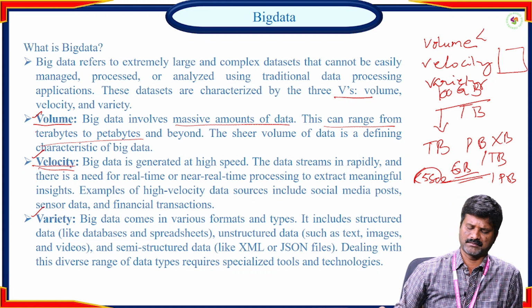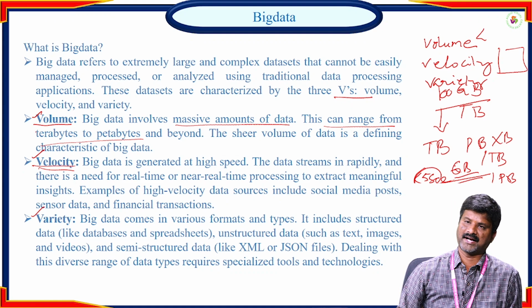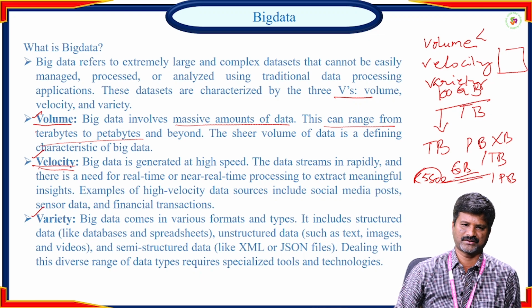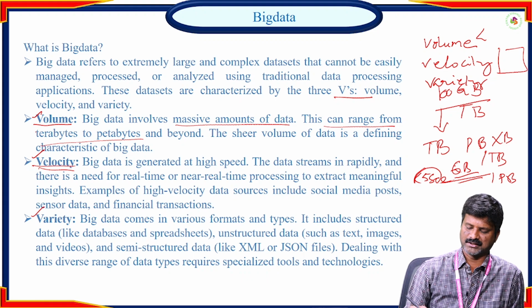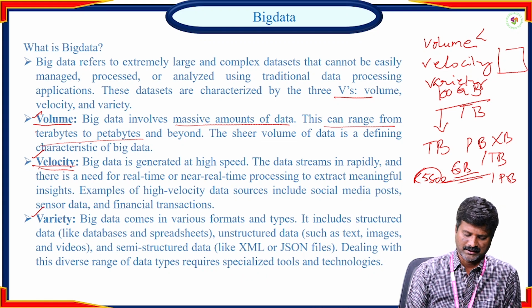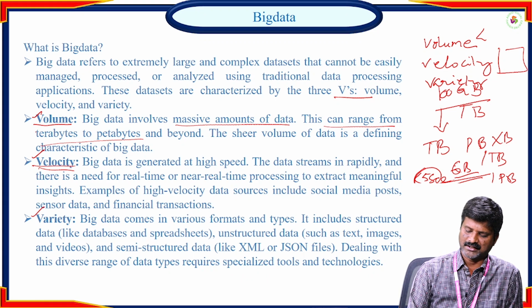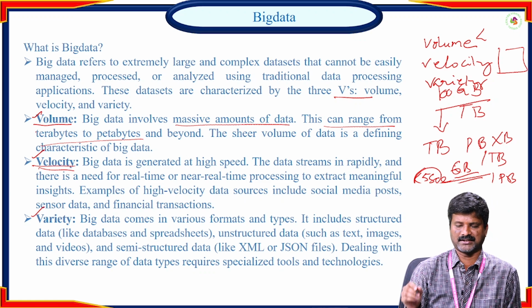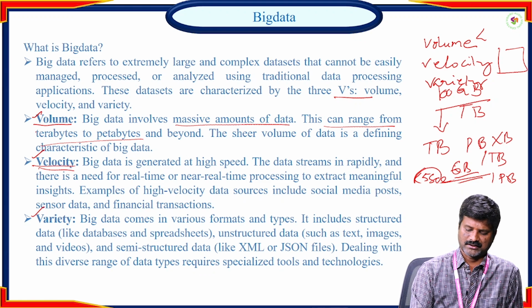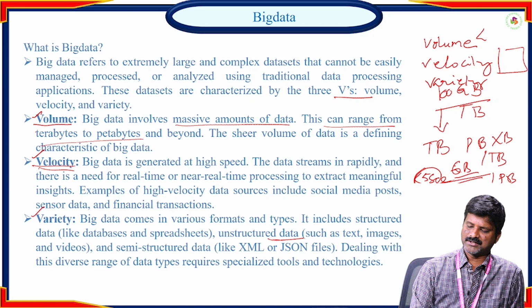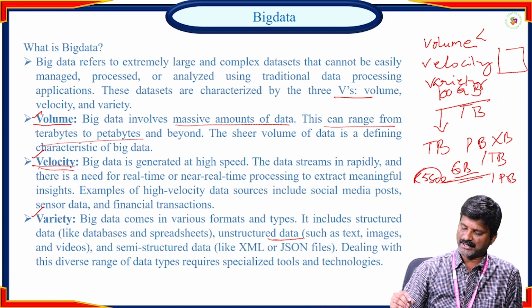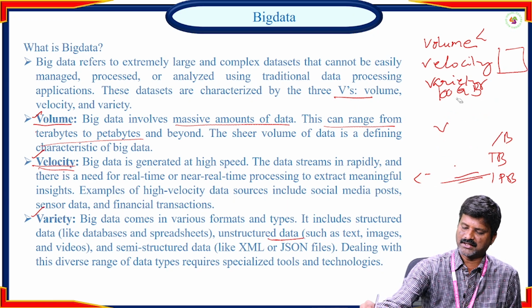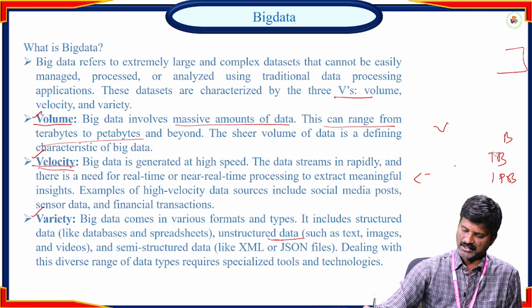And the third terminology is big data variety. Big data comes in various formats. The data types we already discussed: structured data, unstructured data, semi-structured data. Structured data means databases, spreadsheets and Excel formatted data. Unstructured data is text, images, videos. Semi-structured data is nothing but XML formatted data or JSON formatted data.